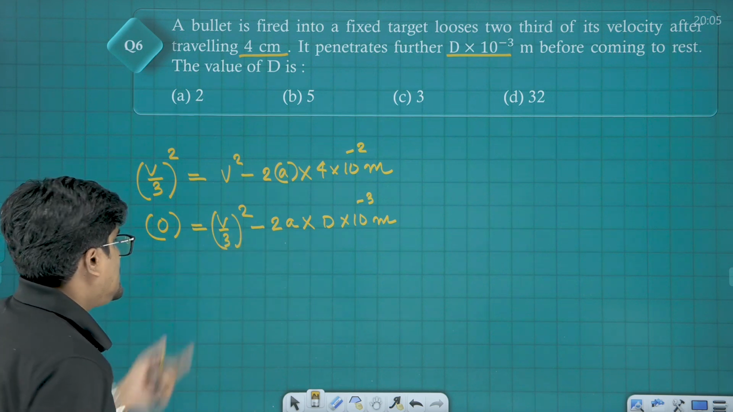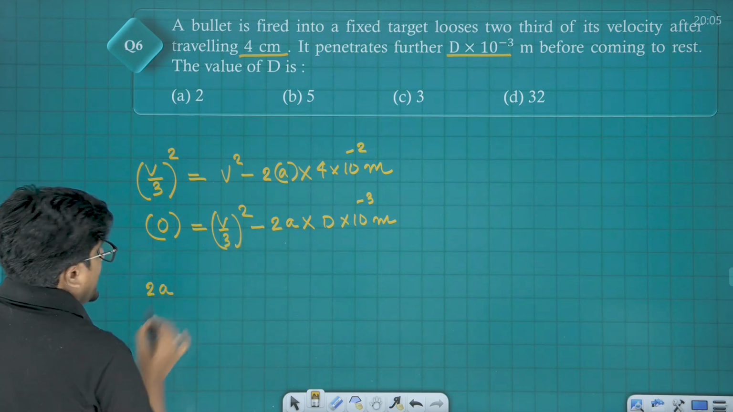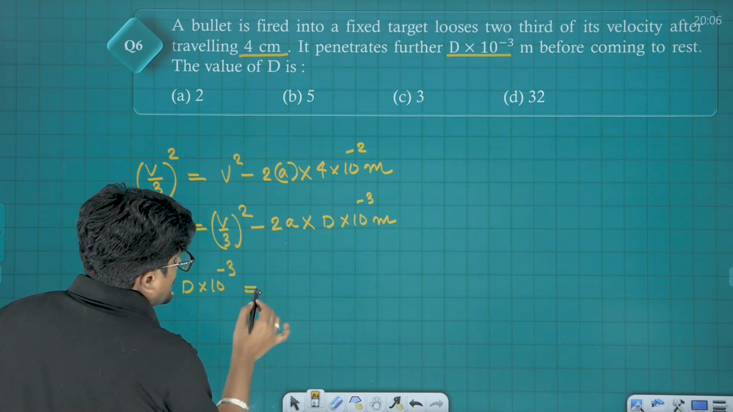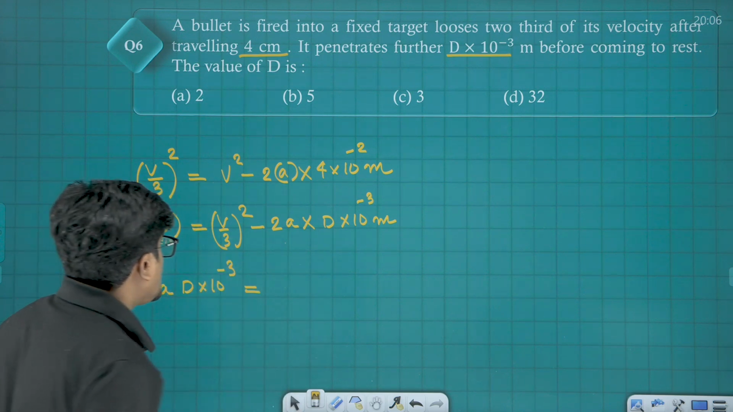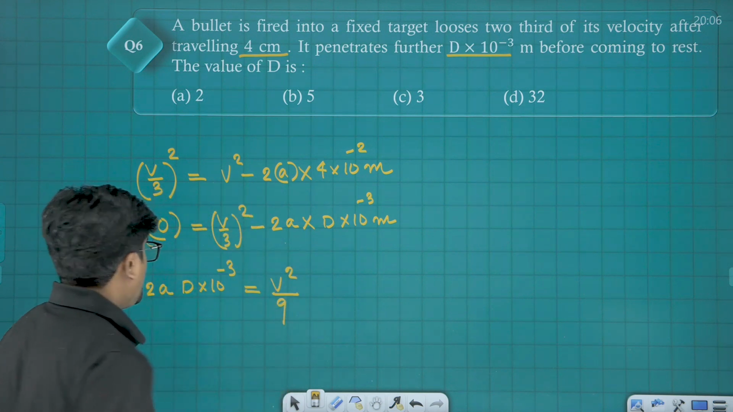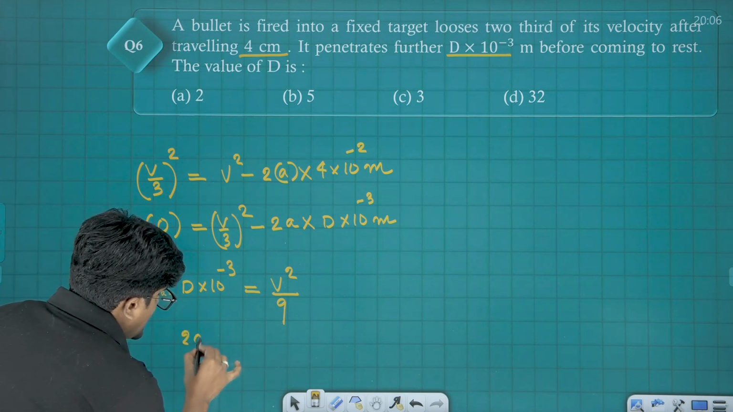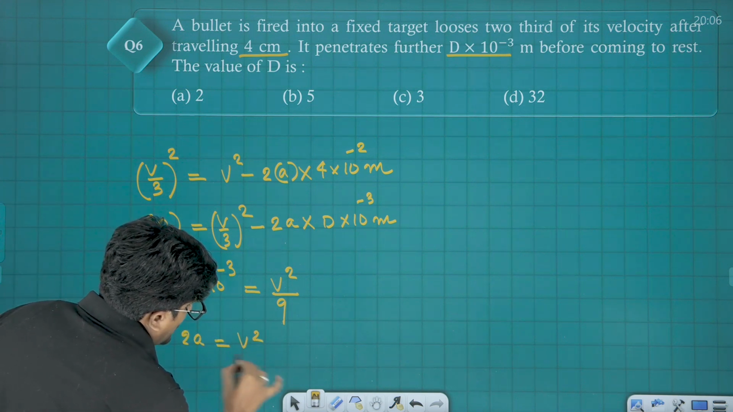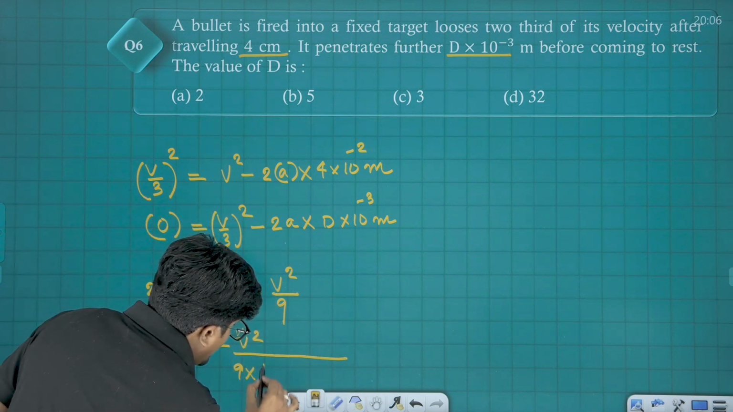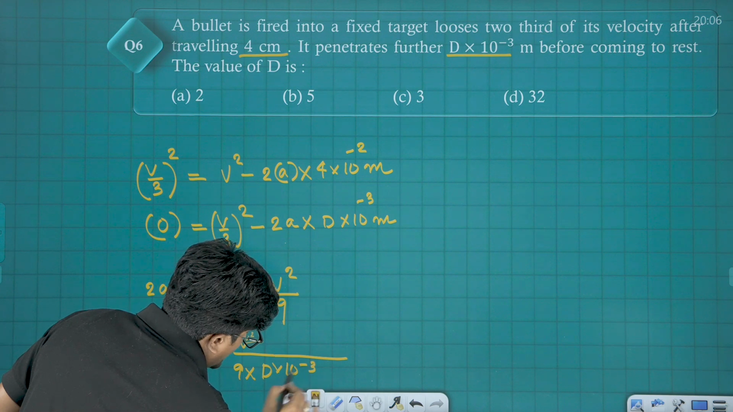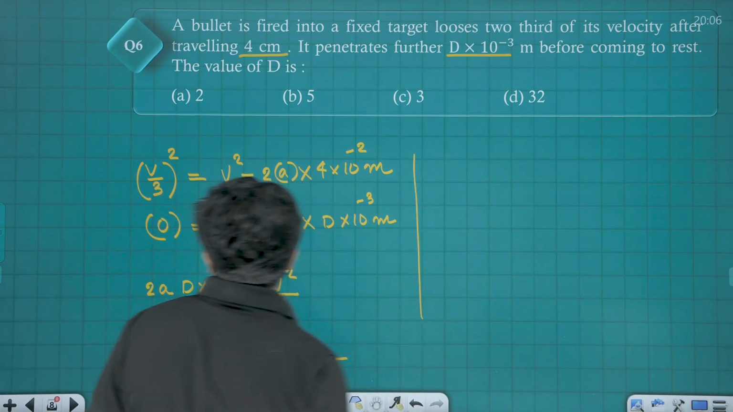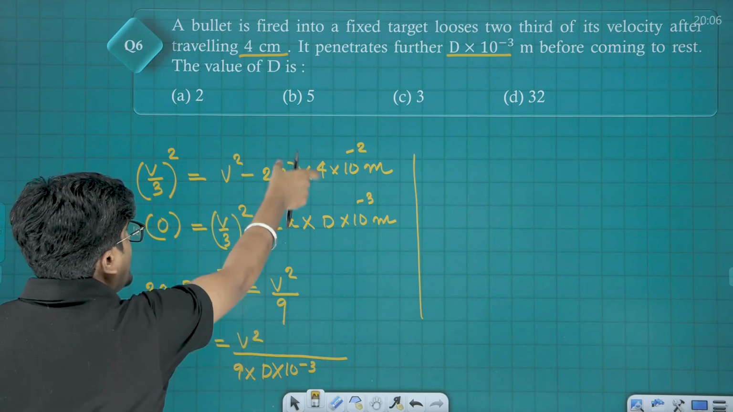Okay, now let me rearrange this. I can say that 2 times a into capital D into 10 to the power minus 3 is equal to what? V square by 9. Or I can say 2 times a is going to be v square divided by 9 into capital D into 10 to the power minus 3. This came down. Alright.